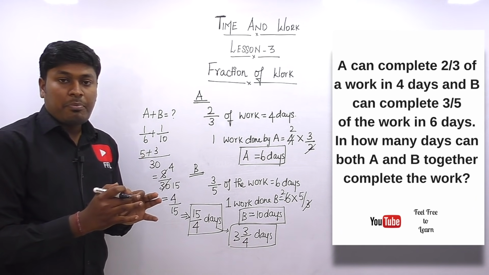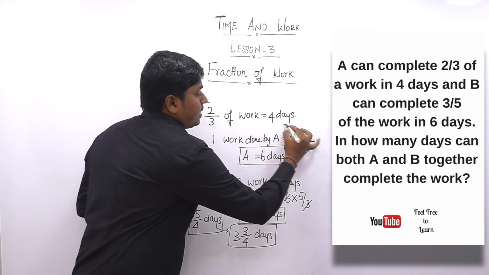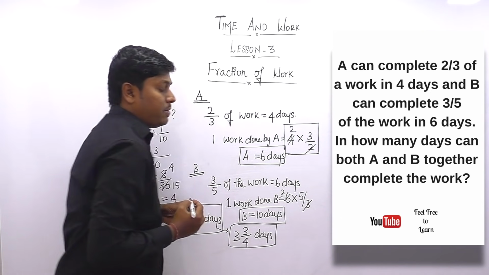So friends, the most important thing is you should know how to write this correctly. It's 3 3 by 4.